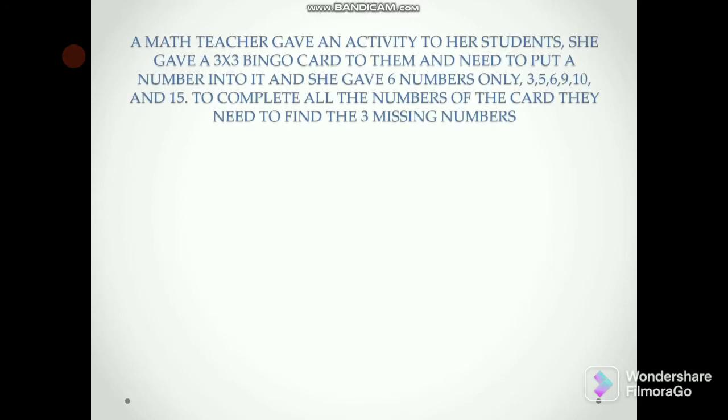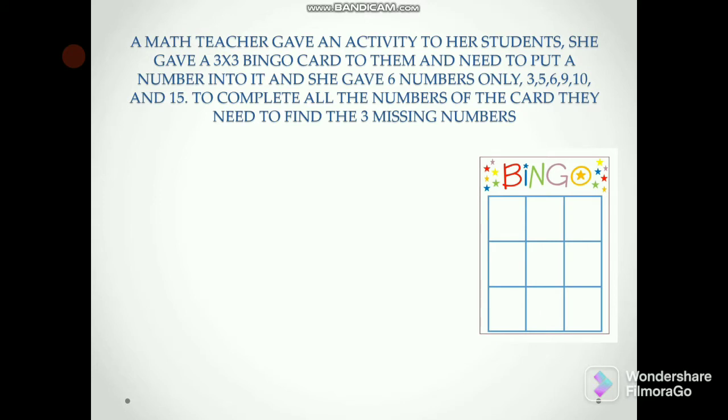For my investigation, a math teacher gave an activity to her students. She gave a 3x3 bingo card to them and they need to put a number into it. She gave only 6 numbers, which are 3, 5, 6, 9, 10, and 15. So to complete all the numbers of the card, they need to find the 3 missing numbers.